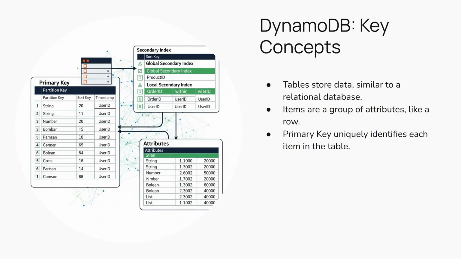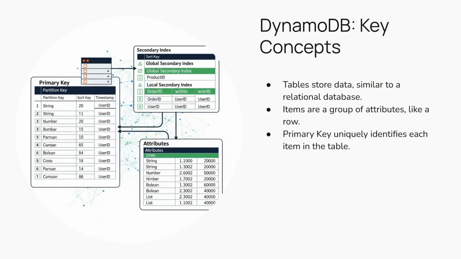So when we work on DynamoDB, there are three main concepts. First is the table, which is where we store our data. It is similar to the tables that we use in relational databases, but with more flexibility. Second is the item, which is a group of attributes. This is equivalent to a row in a relational database. It can be a document or a set of key-value pairs.